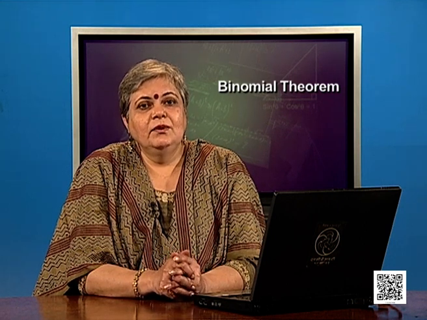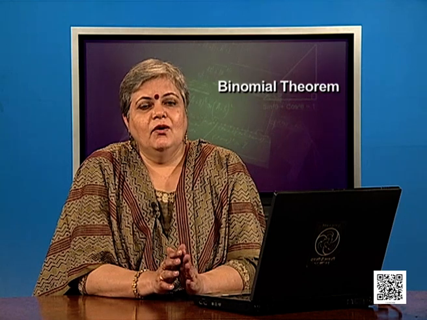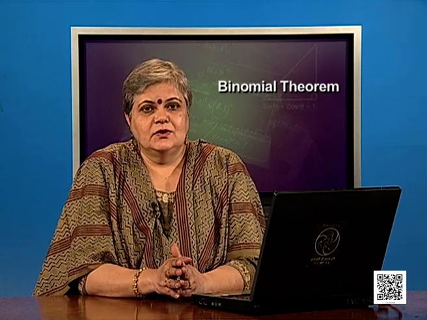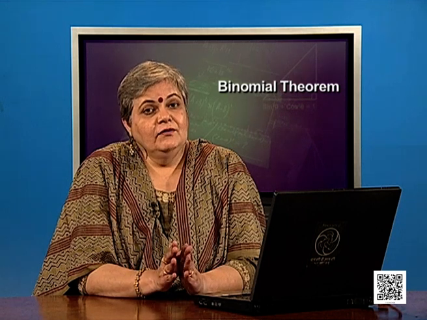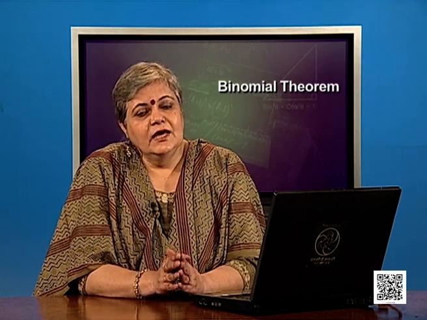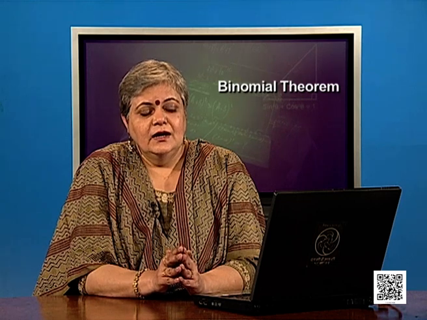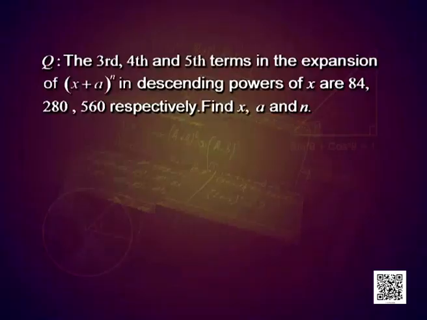So, we were looking at a problem depending on the expansion of 1 plus x to the power n. We have another very special problem. It is there in your NCERT textbooks as well, and let us see what we can do with it. The third, fourth and fifth terms in the expansion of x plus a whole to the power n in descending powers of x are 84, 280, 560 respectively. You have to find x, a and n.